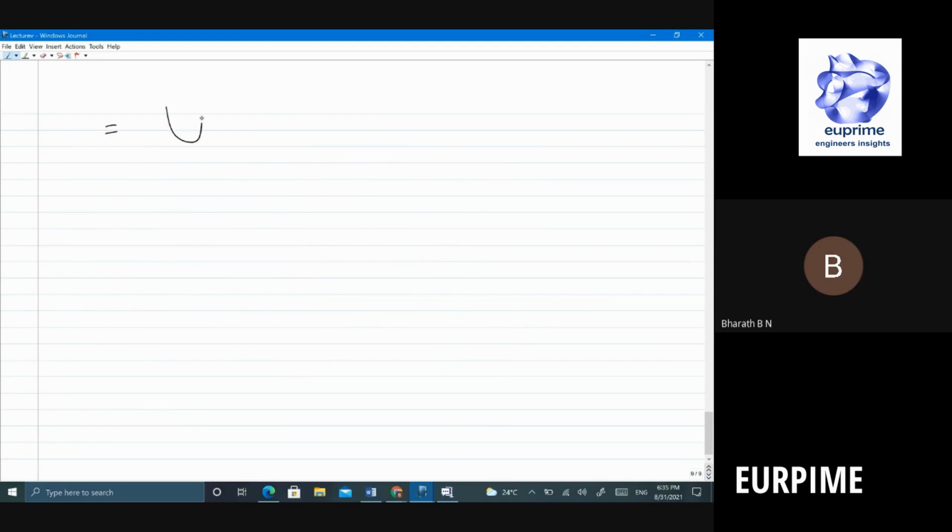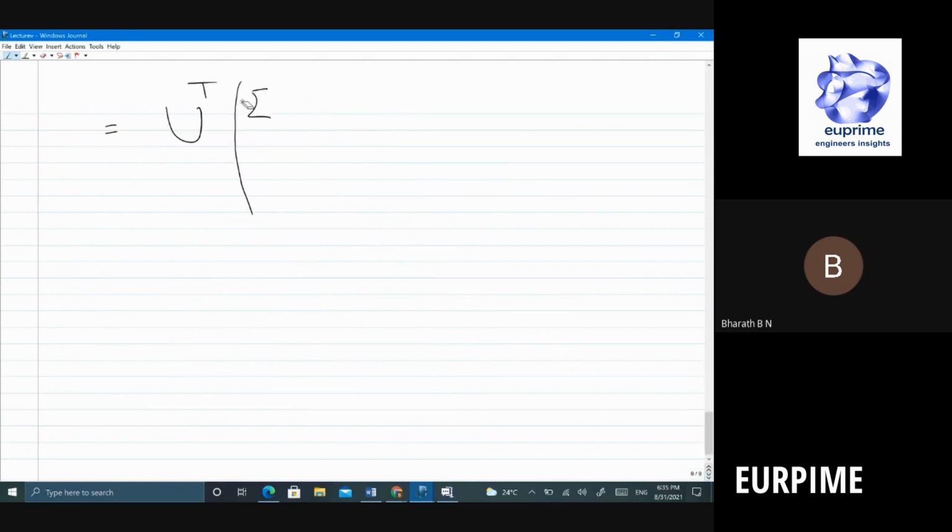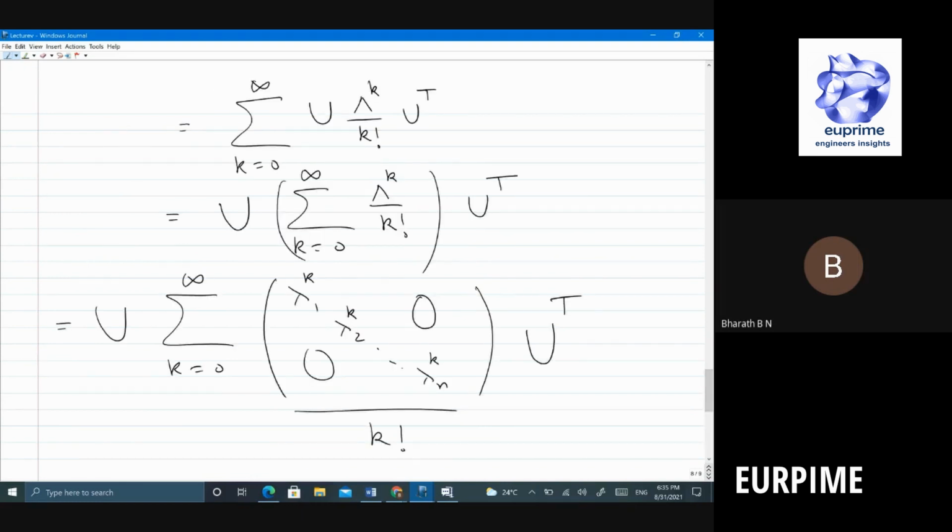So this is U transpose matrix. Essentially what is happening here is you have summation lambda 1 power k over k factorial. What is that? I won't write it here further, we'll figure that out here itself. If I pull this summation inside, what will happen? Summation k equal to 0 to infinity lambda 1 power k over k factorial. What is that? e power lambda 1, e power lambda 2, e power lambda 3.